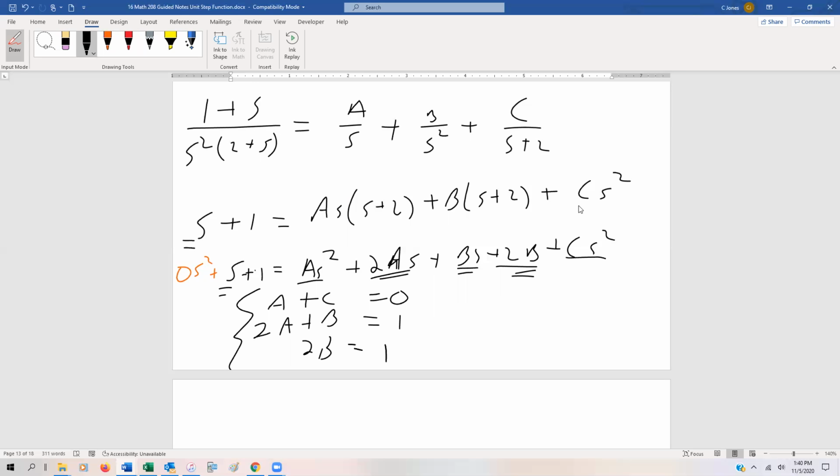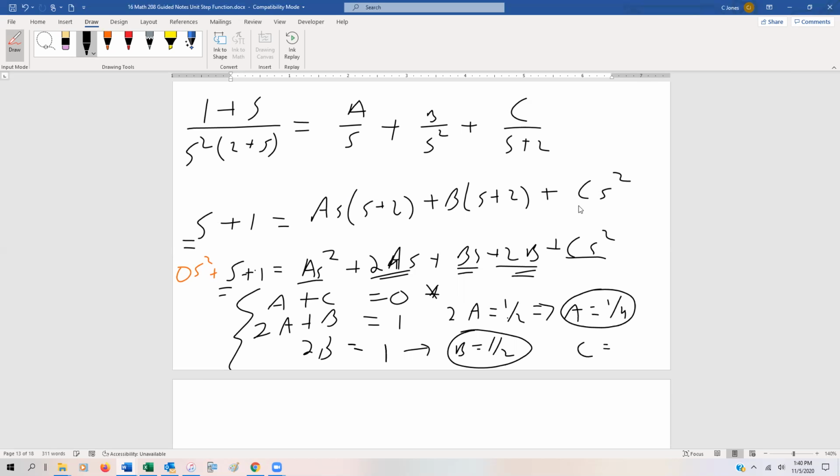And now we get a fairly easy system. Right here, we know that b is a half. We could substitute back in and then subtract a half from both sides. So we get that 2a is equal to a half, or a is going to be equal to a quarter. And we can readily see from right here that c is going to be equal to negative 1/4, since a is equal to negative c. So we're going to get that c is equal to minus 1/4.